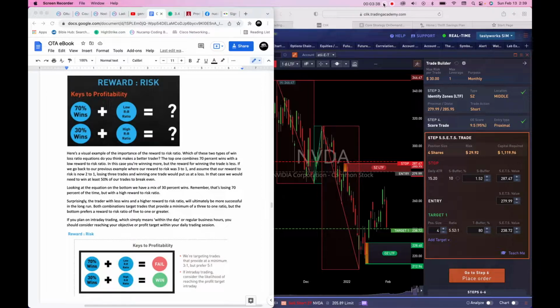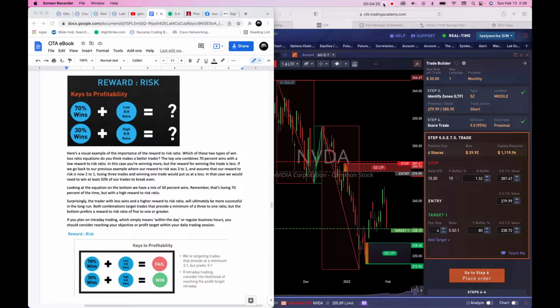Looking at the equation on the bottom, we have a mix of 30% wins. Remember, that's losing 70% of the time, but with a high reward to risk ratio. Surprisingly, the trader with less wins and a higher reward to risk ratio will ultimately be more successful in the long run. Both combinations target trades that provide a minimum of a 3 to 1 ratio, but the bottom prefers a reward to risk ratio of 5 to 1 or greater.